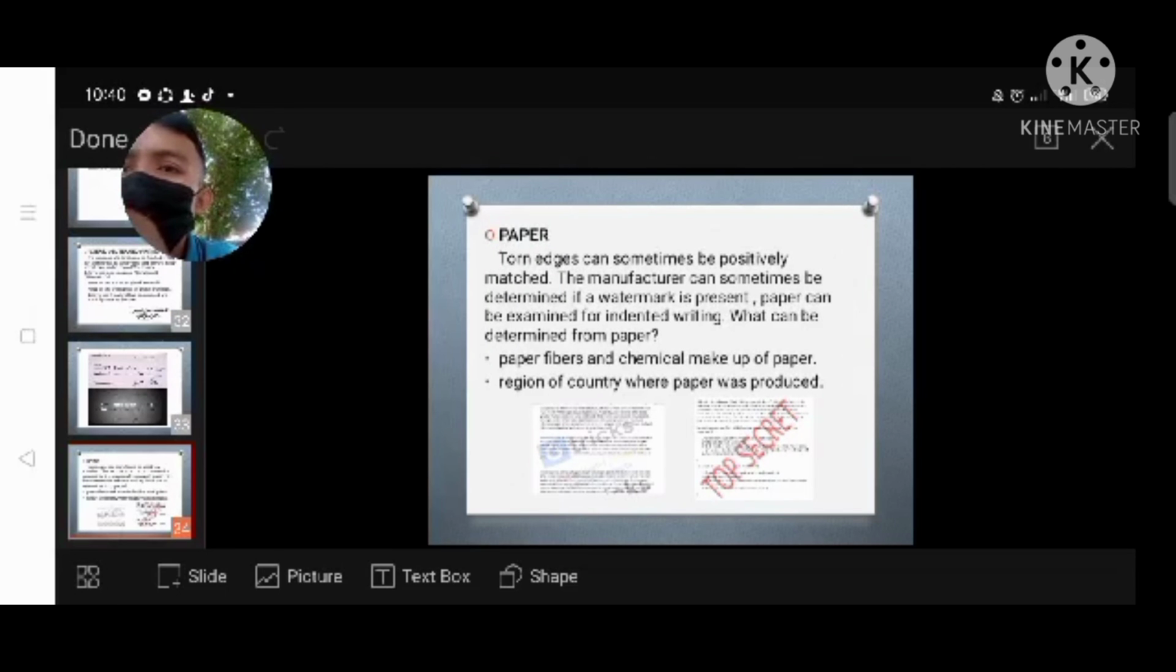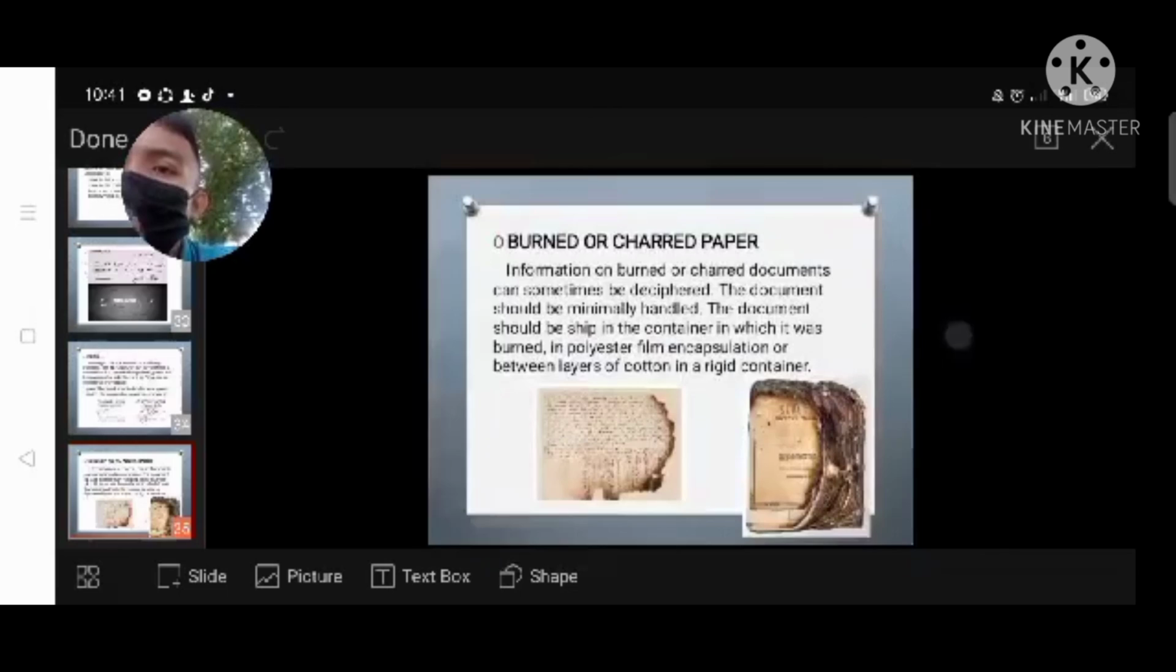Paper. Torn edges can sometimes be positively matched. The manufacturer can sometimes be determined if a watermark is present. Paper can be examined for indented writing. What can be determined from paper? Paper fiber and chemical makeup of paper. Region of country where paper was produced.